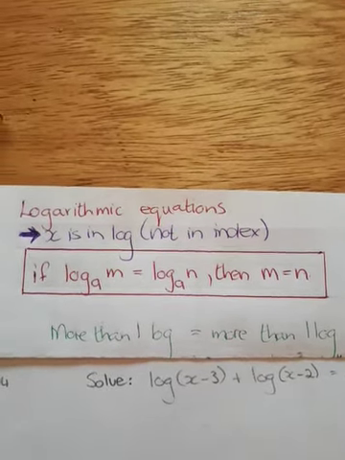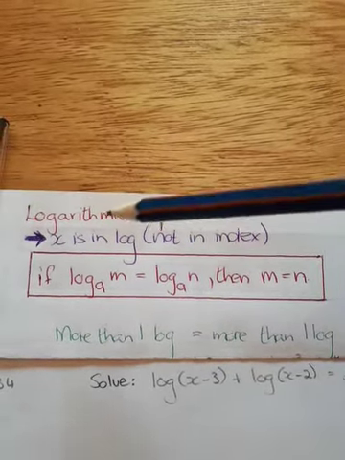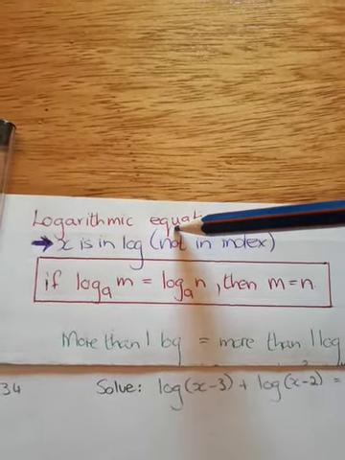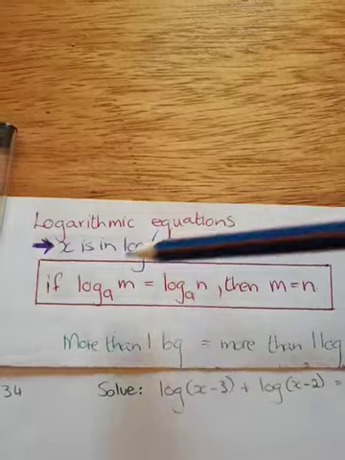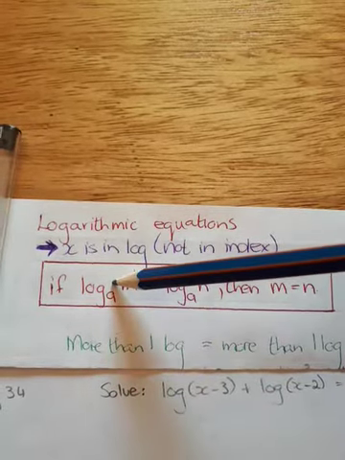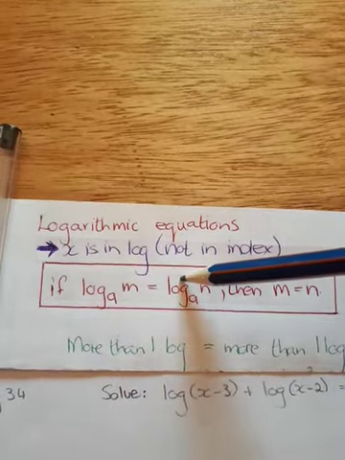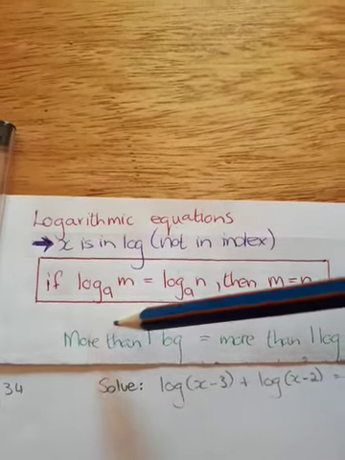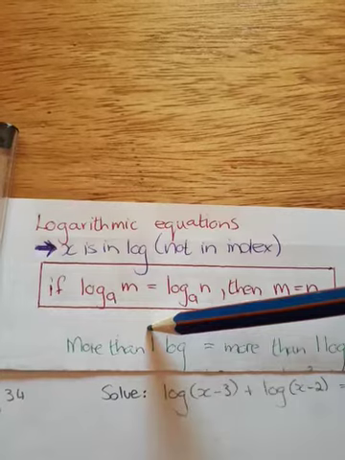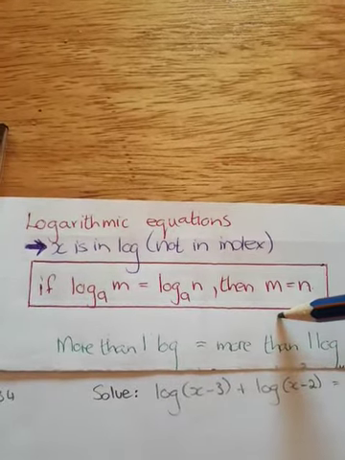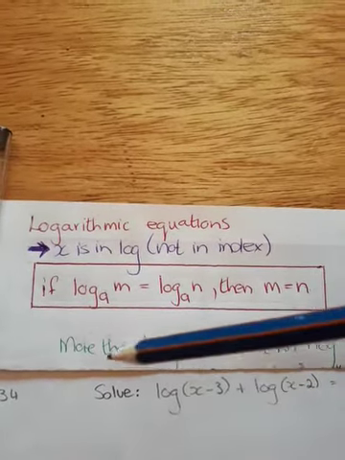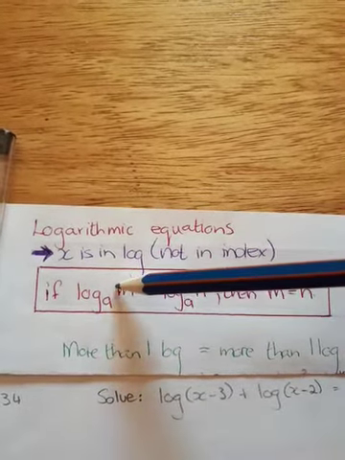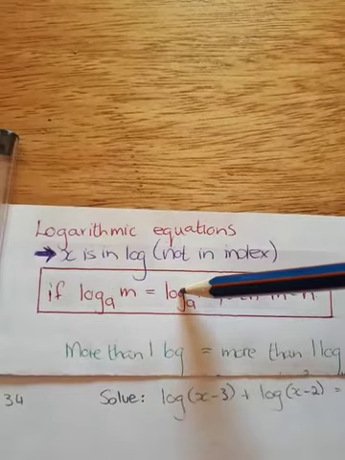Hello viewers, here is another example of logarithmic equations. I want to emphasize once again that in this case you will be given on the left hand side a log and on the right hand side a log, or in fact in this example on the left you've got more than one log, on the right you've got more than one log. Those are called logarithmic equations, so you will recognize them by having logs in your equation.